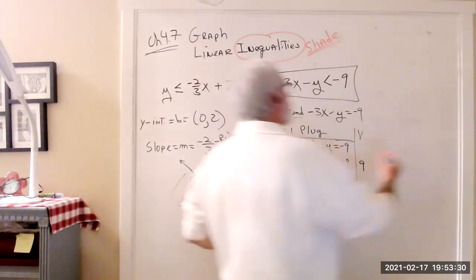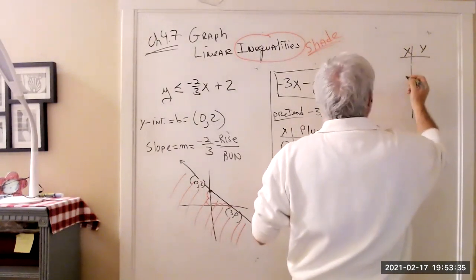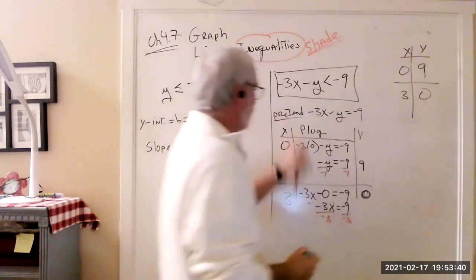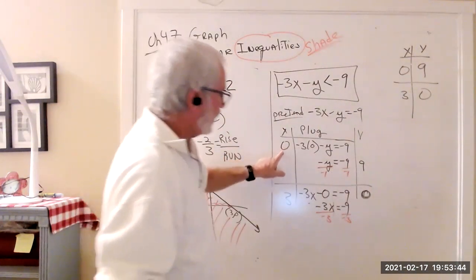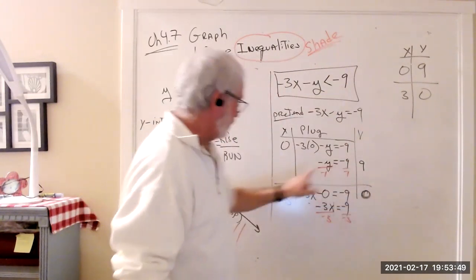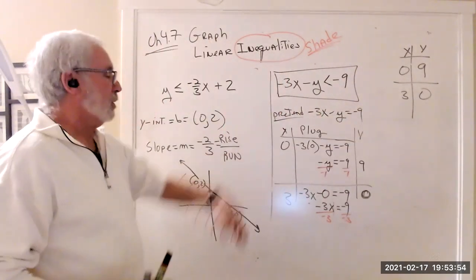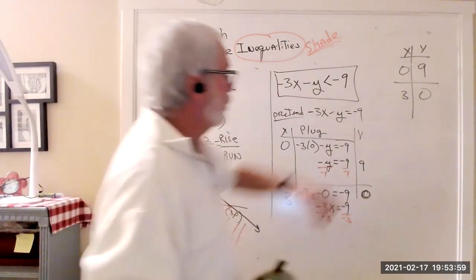So I'm going to take this table and transfer it over here to make room. 0, 9, 3, 0. So I'm going to erase this table to make room. But the results of the table were when x is 0, y was 9. That's what that says. And when y is 0, x is 3. That's what that says. So I want to erase this table. Is that okay with erasing the table for everybody? Do you understand where those ordered pairs came from? Yeah. Yes.